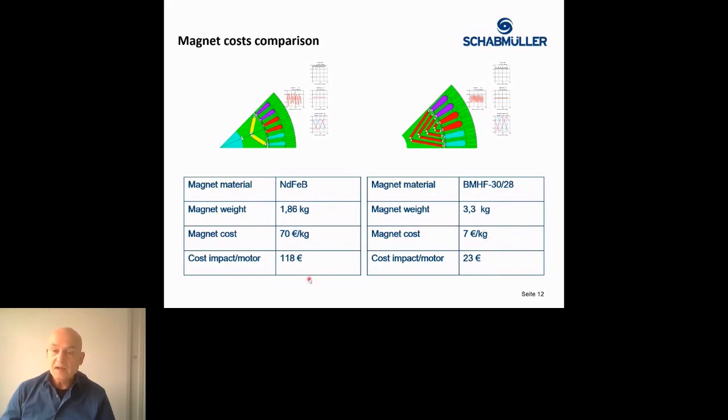So the cost impact for this model we were looking at in this case study is about 118 euro, just the pure cost for the magnet material, compared to 23 euro for the ferrite material. So that's a rough cost comparison between those two variants. Of course, one can see that this machine has more copper. Copper also has its cost, but at the end, it will pay off.